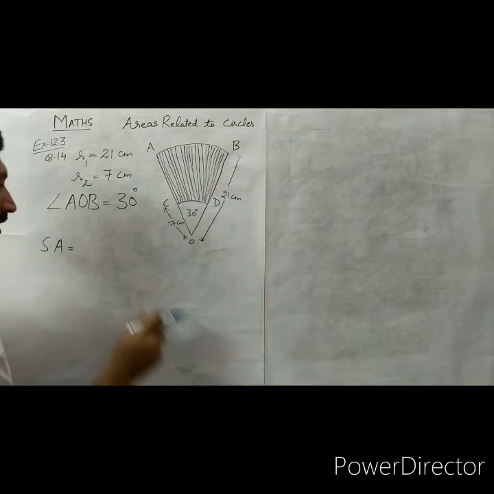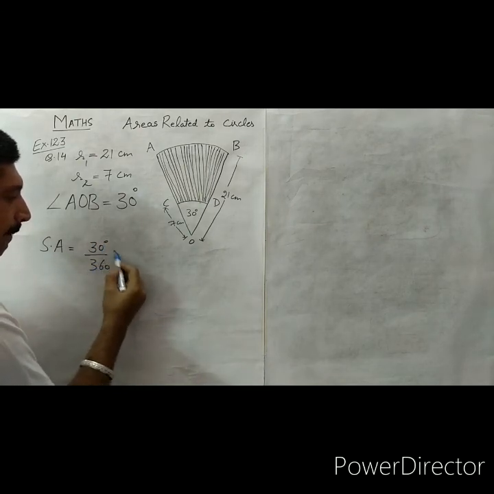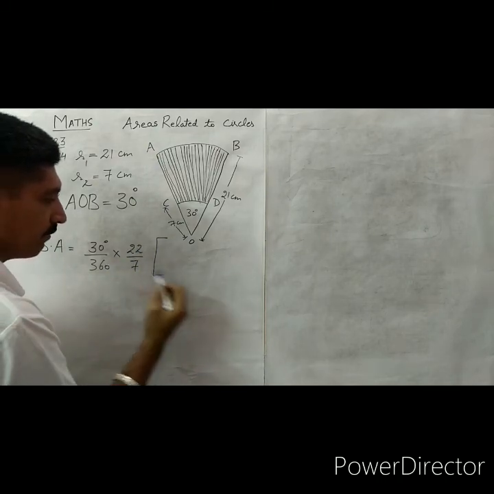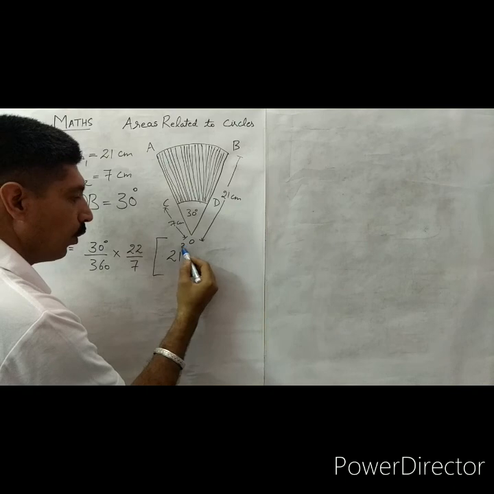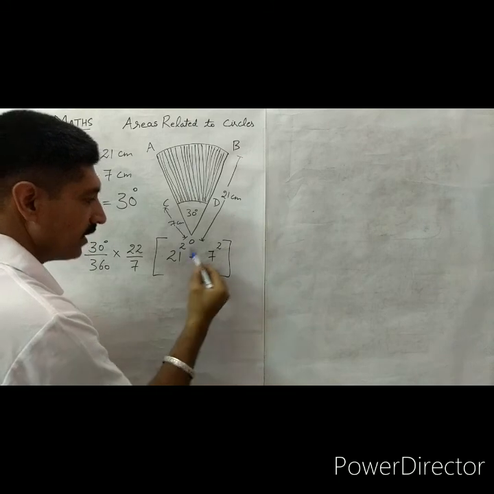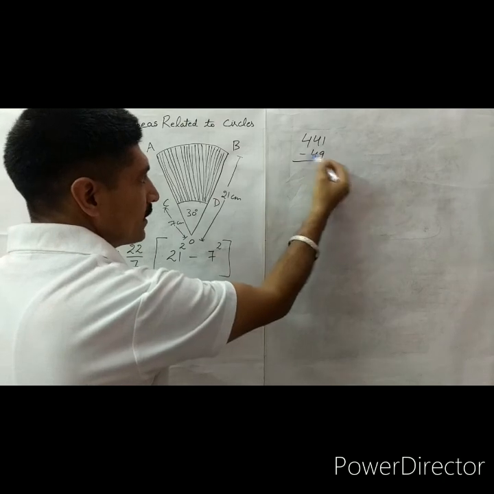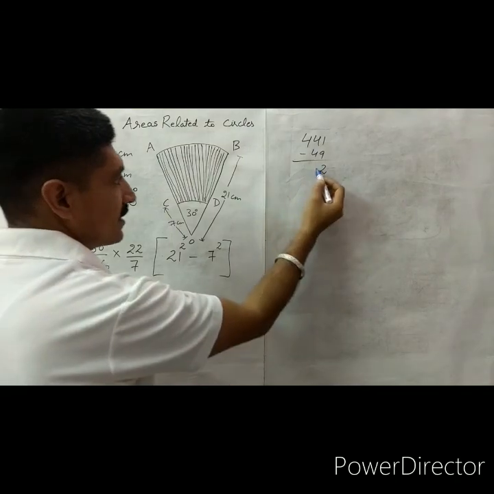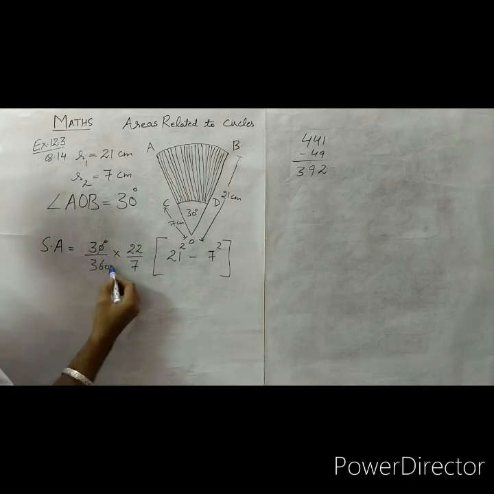So here theta is 30 degree, theta upon 360, pi that is 22 upon 7, and here if we are going for common, r square that is 21 whole square minus 7 whole square. So here 21 whole square is 441 minus 49 here. So we have 11 minus 9, it is 2 here. 13 minus 4 it is 9 and 2 here. So we have 0, we can cut with 0.